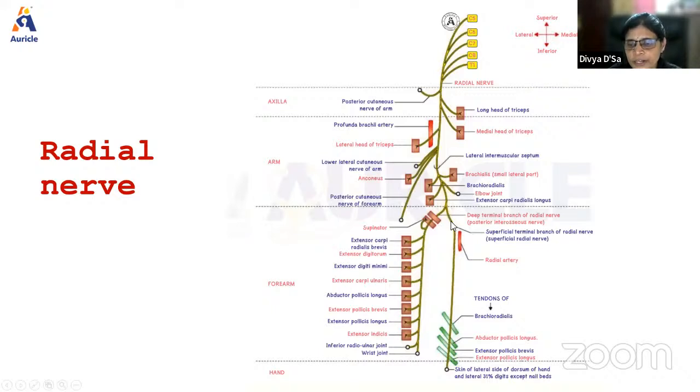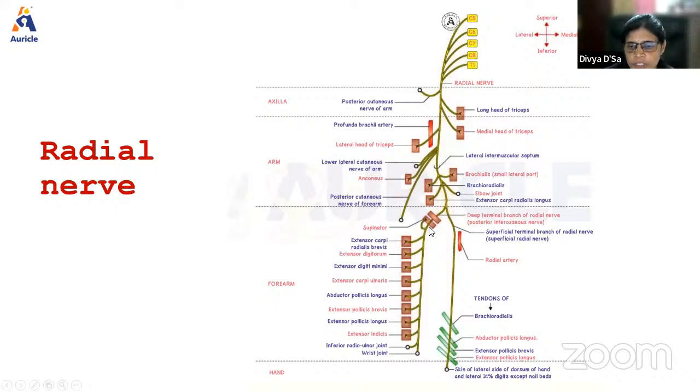The superficial radial nerve runs alongside the radial artery and ends by supplying the skin on the lateral side. It crosses these tendons, and there it supplies the skin on the lateral side of the dorsum of the hand and the lateral three and a half digits, except the nail beds, because the nail beds are supplied by the median nerve. So this superficial terminal branch is mainly cutaneous.